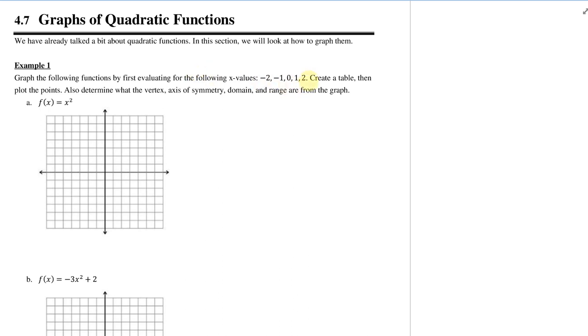So we're going to evaluate these 5 x values. We're going to create a table for the two functions that I'm going to give you. So what I want you to do is make a table for each one of these. So we'll just go ahead and set it up. And you're going to plug in these 5 values both times. So I'm going to plug these into this function here.